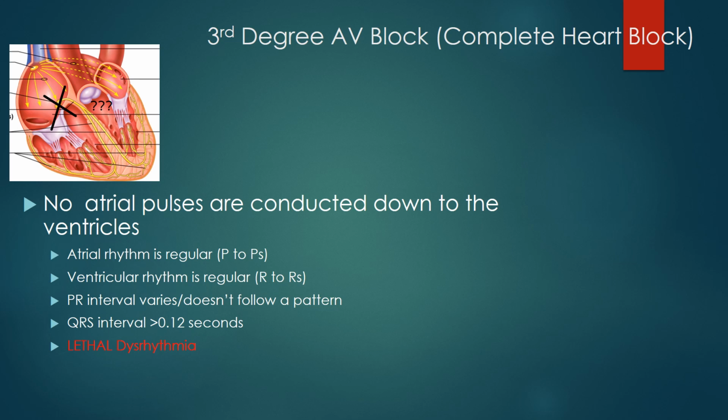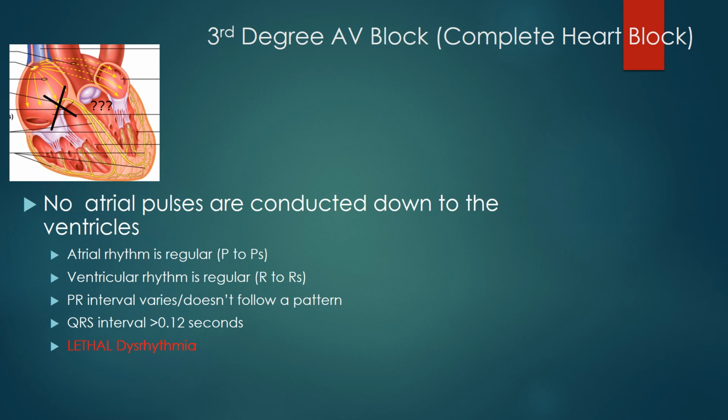Remember how the SA node and AV node have automaticity? Well, there are parts of the bundle of His that have automaticity as well. Now these cells have an intrinsic pacemaker, but it's not very good. It's not the 60 to 100 like our SA node and not even the 40 to 60 like in our AV node. The intrinsic pacemaker in the ventricles is 20 to 40 beats per minute.